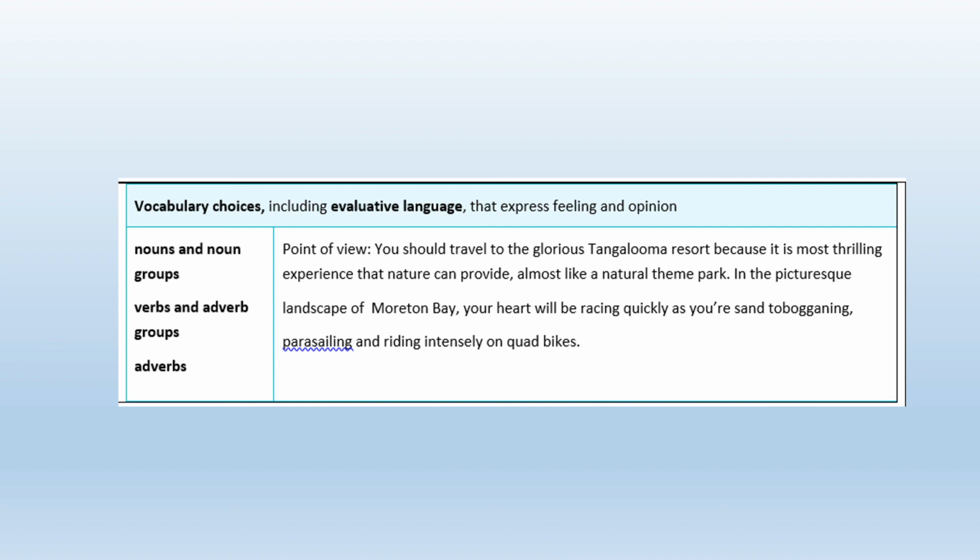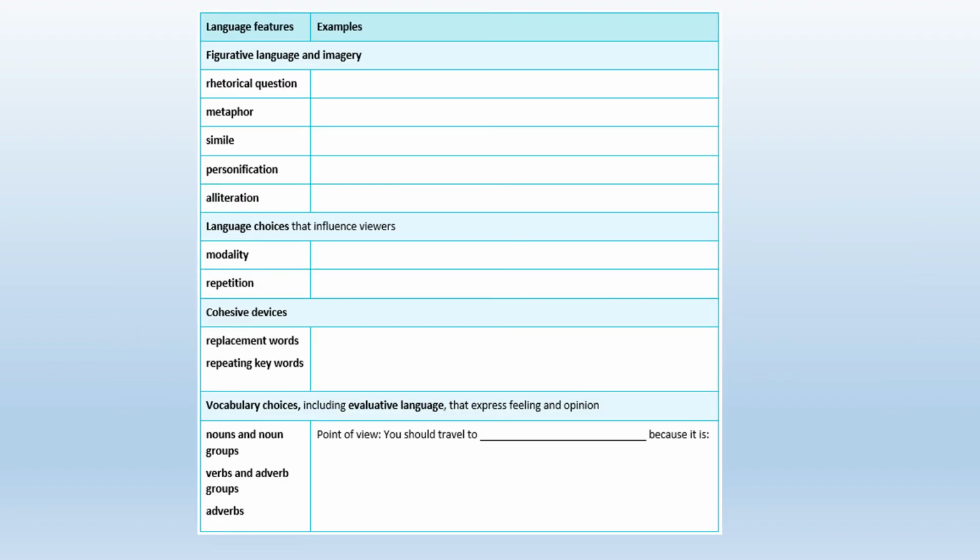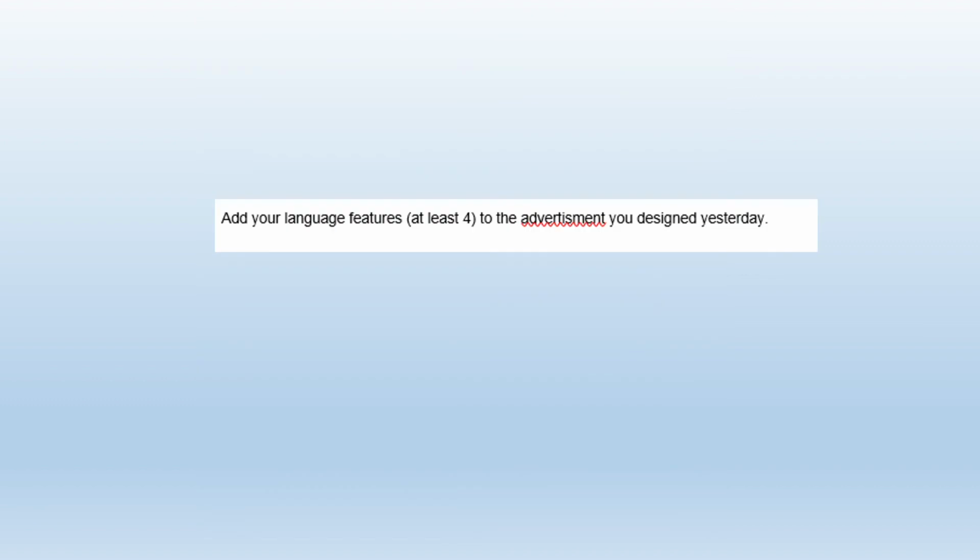In the picturesque landscape of Moreton Bay, your heart will be racing quickly as you are sand tobogganing, parasailing, and riding intensely on quad bikes. So think about, where did I use noun groups, where did I use verb groups and adverbs? Alright, so what you're now going to do is go through and add language features for your ad. Remember who the intended audience is and what activities you have at your holiday destination.